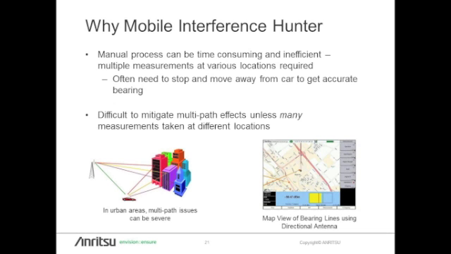So why use a mobile interference hunter? Mainly, we've been touching on that as we've been going along. The manual process can be very time-consuming, very inefficient. Look at the diagram on the left. Say that transmit tower is an interferer. In your car, if you look at a directional antenna, the signal is coming from all over the place. So you really have to take a lot of different measurements in a lot of different areas to be able to mitigate that multipath effect.